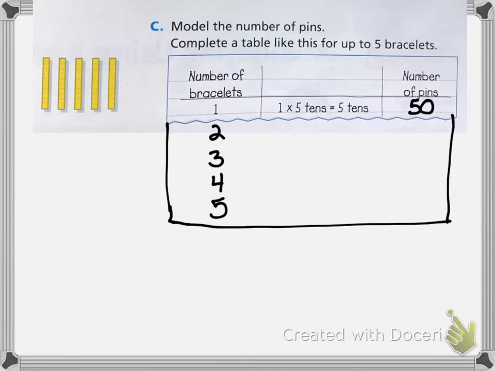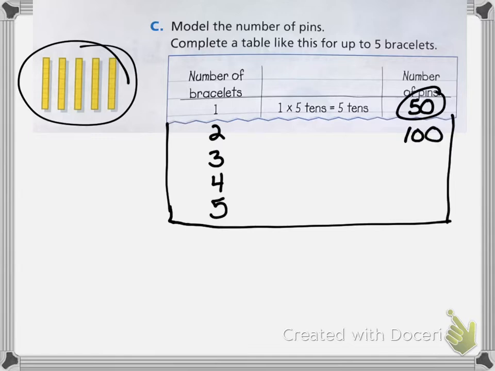Okay, so 2 bracelets. Now we are counting not by 100s this time. We are counting by 50s. So each time we have to add another group of 50. So 50 plus 50, 100. Plus another 50 for 3 bracelets, 150. Plus another 50 for 4 bracelets, that's 200. Plus another 50 for 5 bracelets, 250. Okay, so the number of pins is 250.